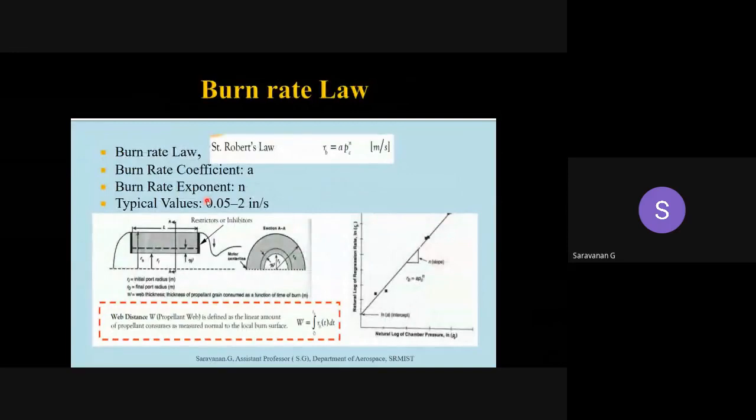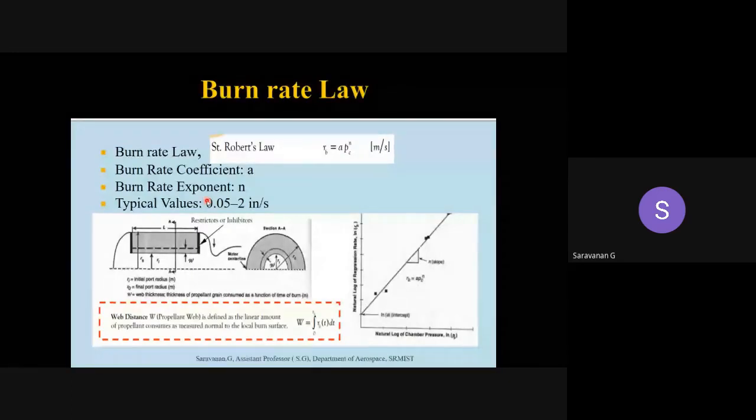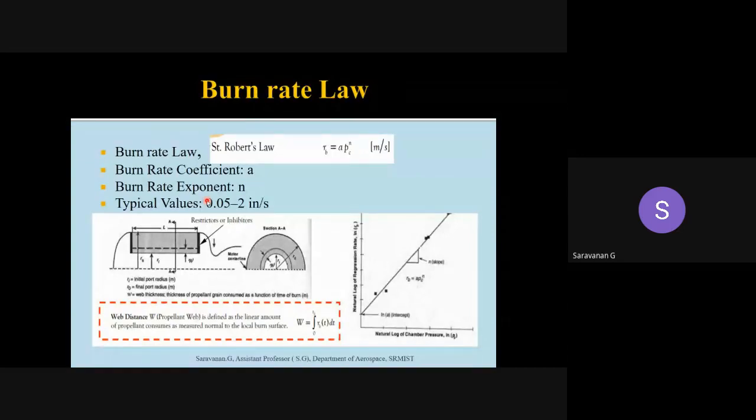Next, a very important topic is the burn rate law. So, what are the factors affecting the burn rate? Anyone? Can anyone answer? What are the factors affecting the burn rate of solid propellant rockets? Static pressure, combustion chamber pressure, temperatures, yeah, and the major one is altitude.